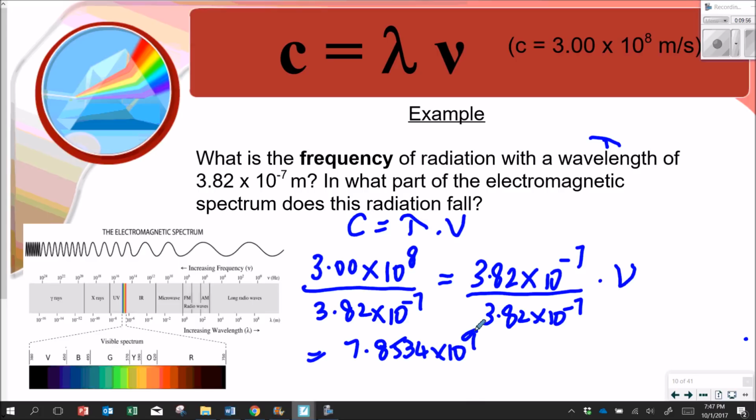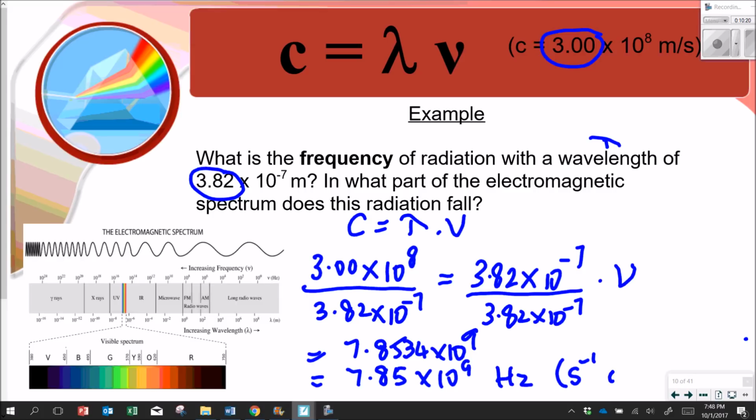Now we look at our significant figures. We have 3 sig figs in our value for c. So we want 3 sig figs in our answer. So 7.85 times 10 to the power of 9. The unit for frequency is hertz, or it could be seconds to the power of -1, or 1 over seconds. All of these 3 would be acceptable.